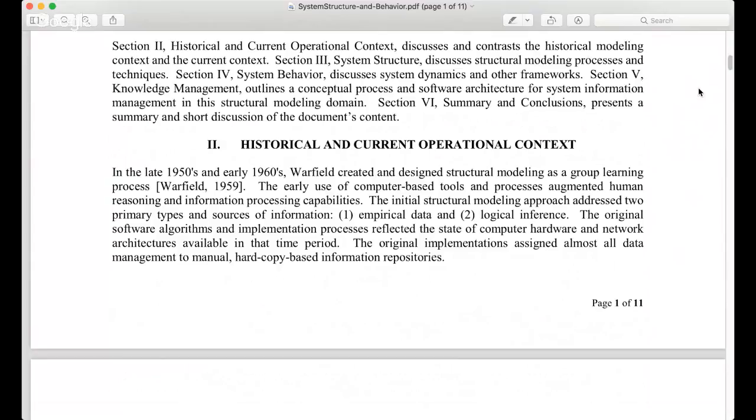And of course, the structural modeling approach addresses two primary sources of information: empirical data and logical inference. So you need to be aware of the cost of collecting empirical data and, of course, the cost of logical inference. This is where it gets into a systems engineering problem, because you really want to minimize the cost of getting all the data and information you need.